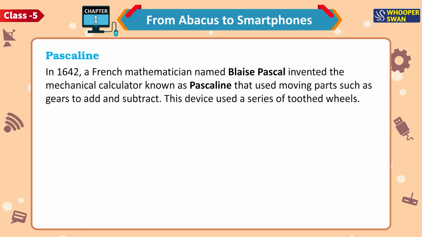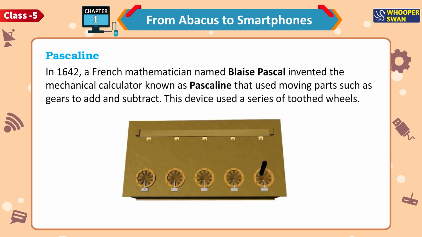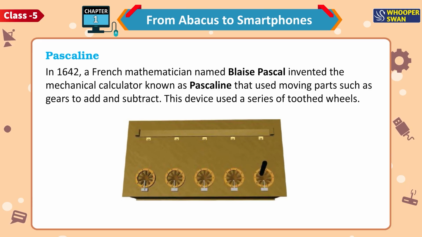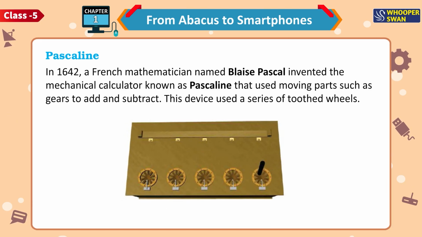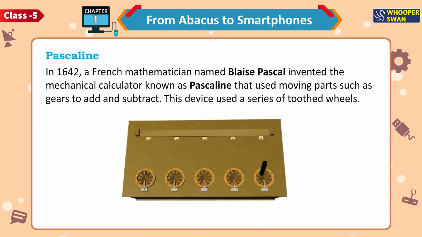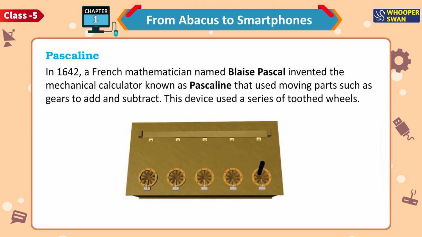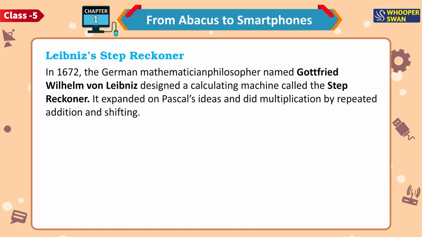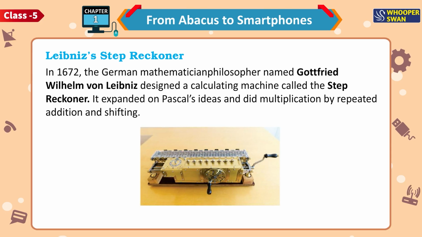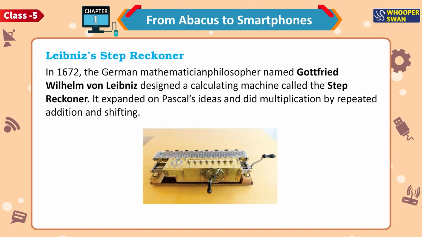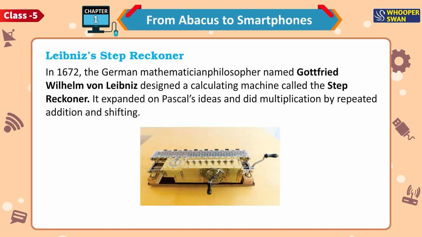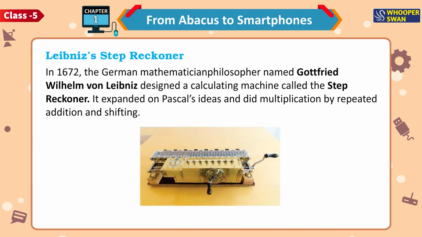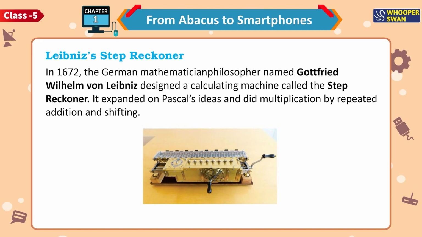Pascaline. In 1642, a French mathematician named Blaise Pascal invented the mechanical calculator known as Pascaline that used moving parts such as gears to add and subtract. This device used a series of tooth wheels. Leibniz step reckoner. In 1672, the German mathematician-philosopher named Gottfried Wilhelm von Leibniz designed a calculating machine called the step reckoner. It expanded on Pascal's ideas and did multiplication by repeated addition and shifting.